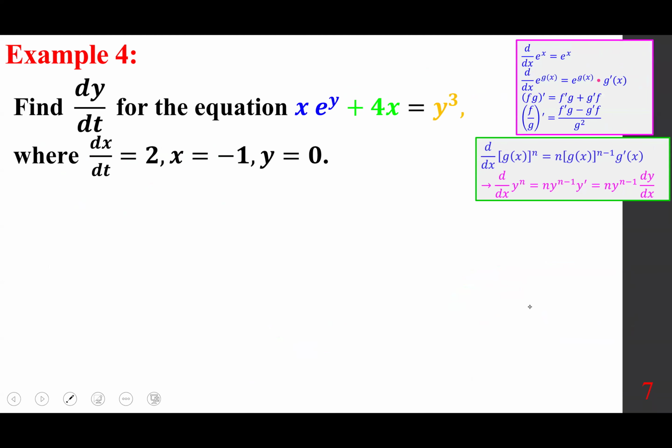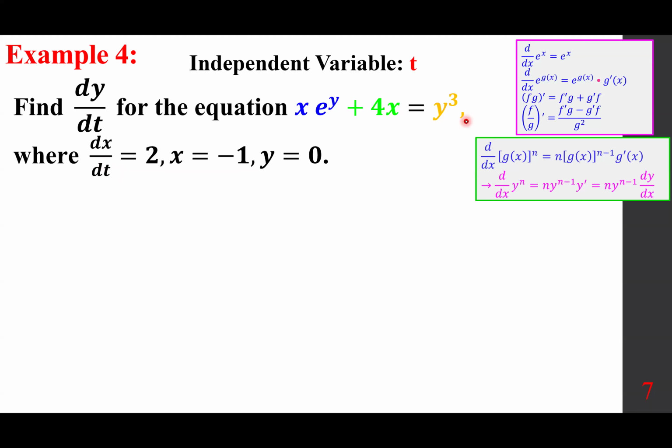We want to find dy/dt for the equation x e to the power of y plus 4x equals y cubed, where dx/dt is 2 and x equals negative 1 and y equals 0. The first thing I want you to notice, the moment you see this: t is the independent variable, which means the derivative of y obviously is dy/dt. The derivative of x is dx/dt, no longer 1.